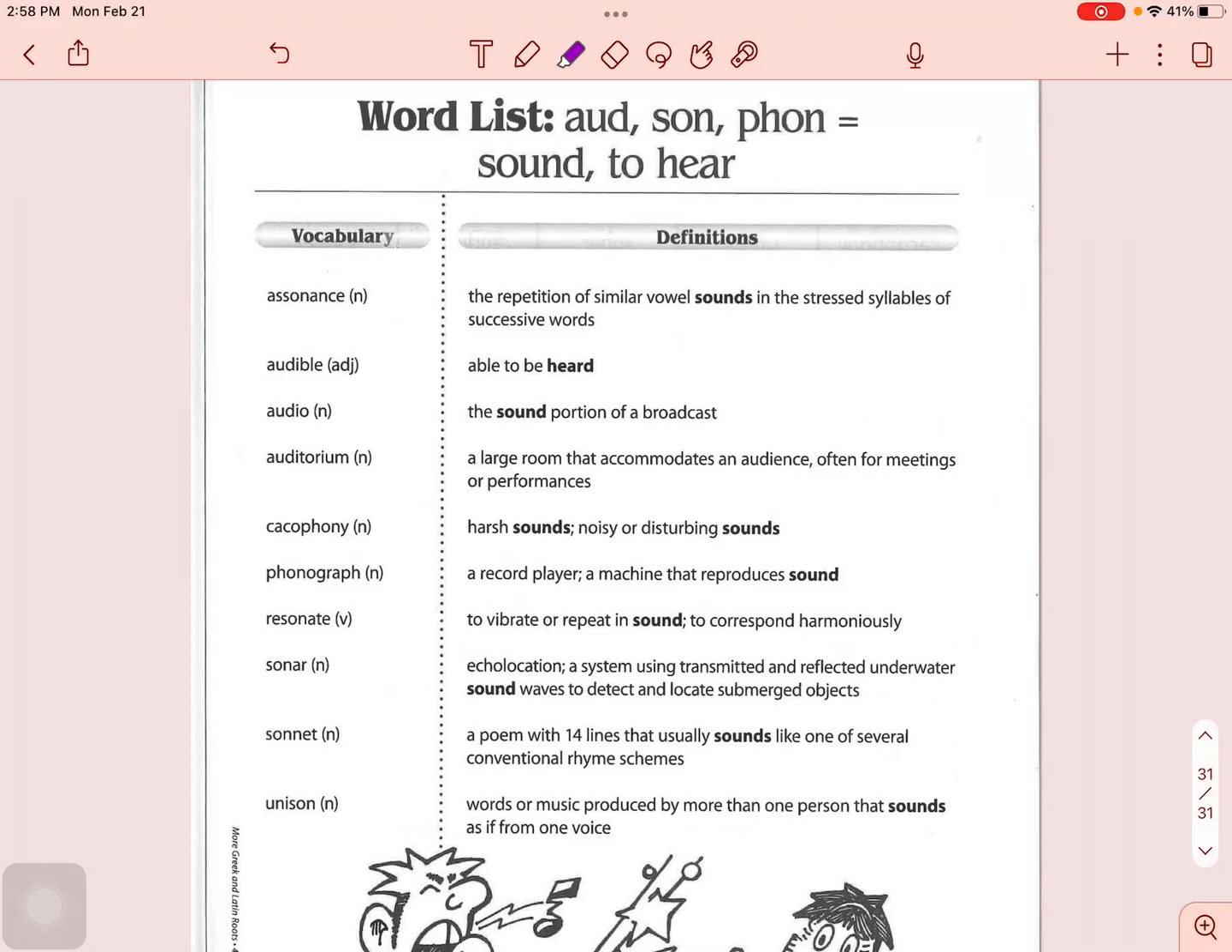All right, guys, we're going to go ahead and go over this AUD, SON, PHON list today. Basically, what you need to understand is that they all are talking about something about sound or hearing. So this has all to do with your little ears.